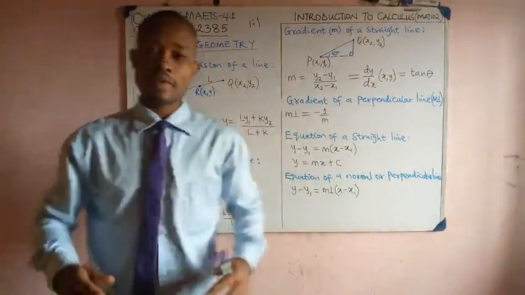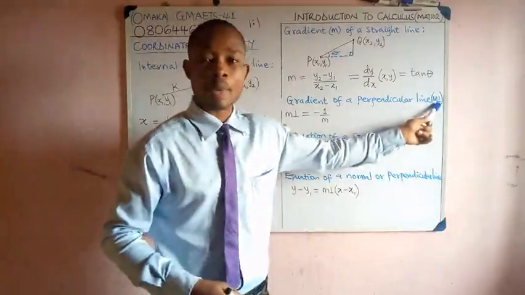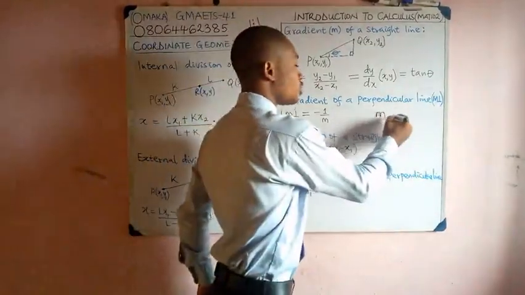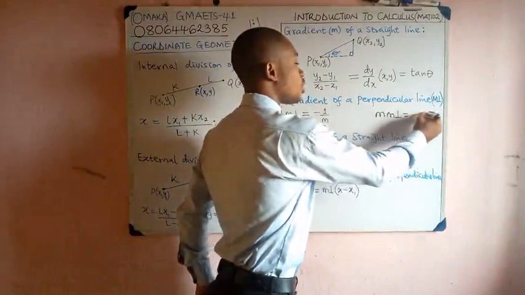And this moves us to the gradient of a perpendicular line. I'm using this symbol, call it M perpendicular. Generally, the gradient of a straight line times the gradient of the perpendicular line is equal to minus 1.